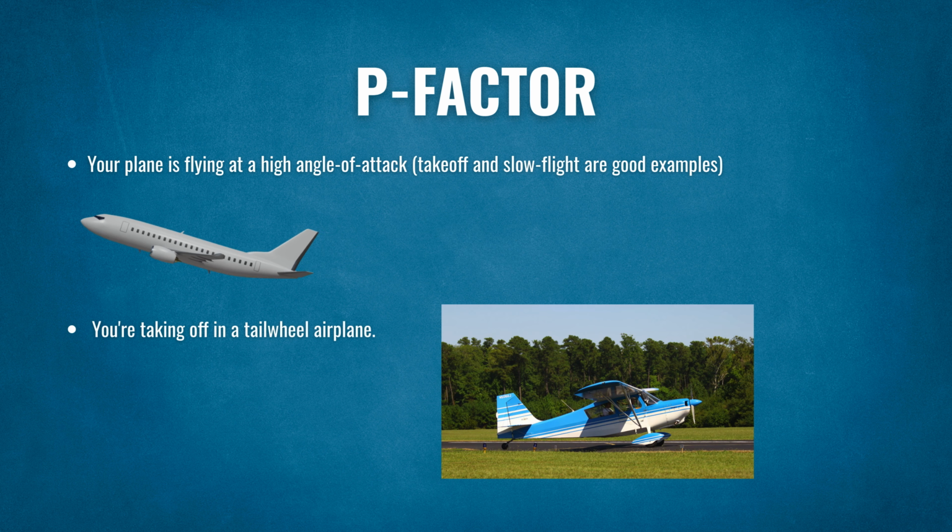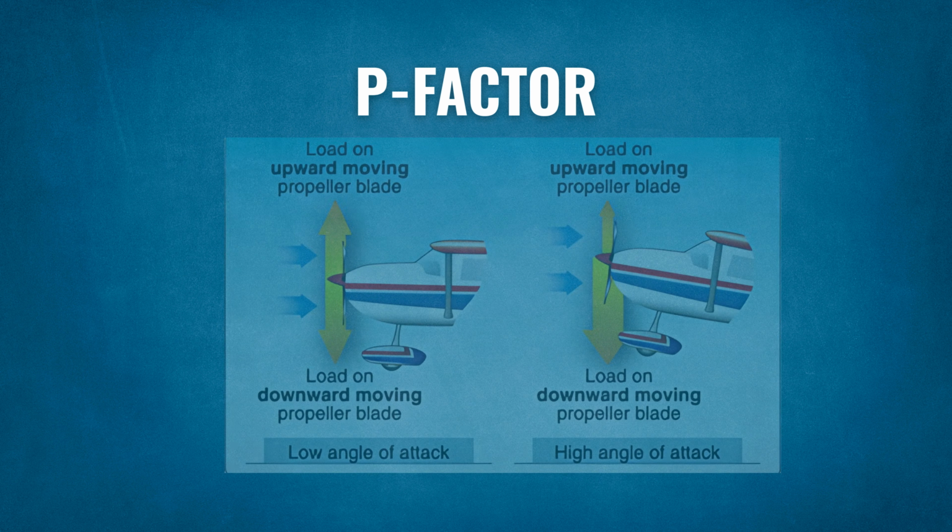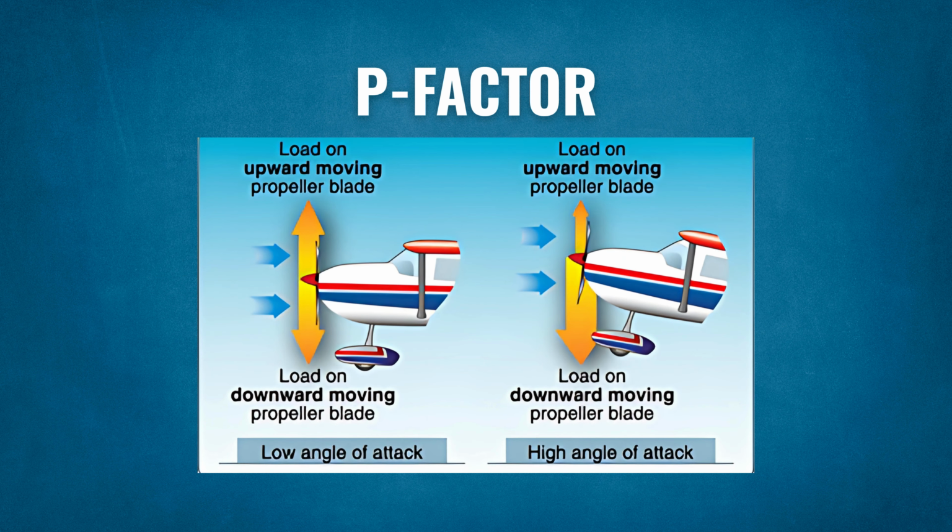And you're taking off in a tailwheel airplane. In both of these scenarios, your downward sweeping blade is at a much higher angle of attack than your upward sweeping blade. And with a higher AOA, the downward sweeping blade creates much more thrust, or lift, making your airplane want to yaw to the left.